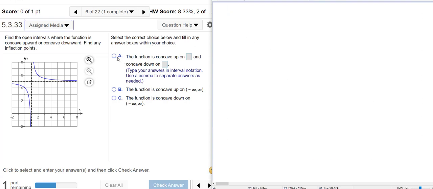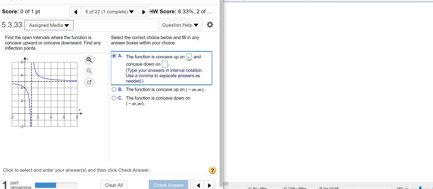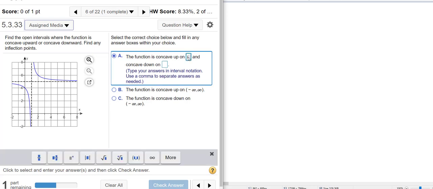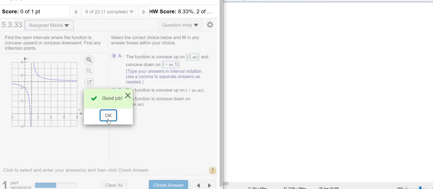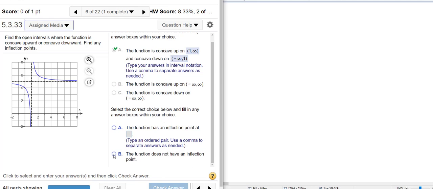So our answer here is that the function is concave up from 1 to infinity, and concave down on negative infinity to 1. Again, using x values only. The function does not have an inflection point because the concavity changes at the asymptote.